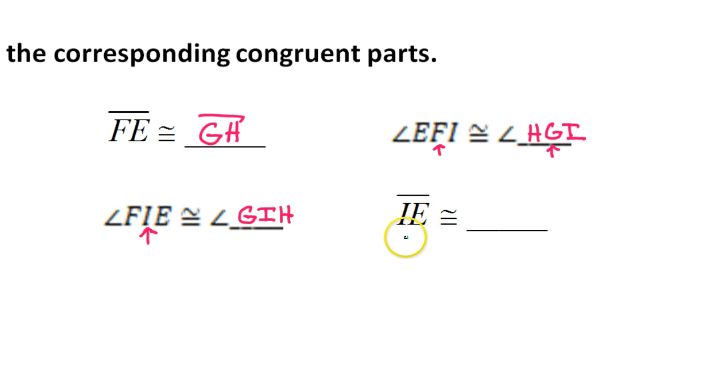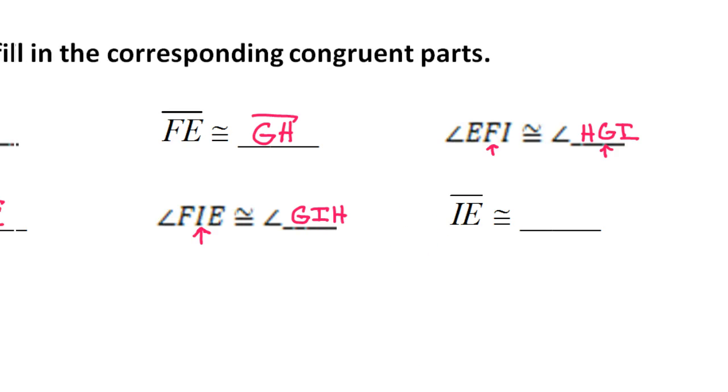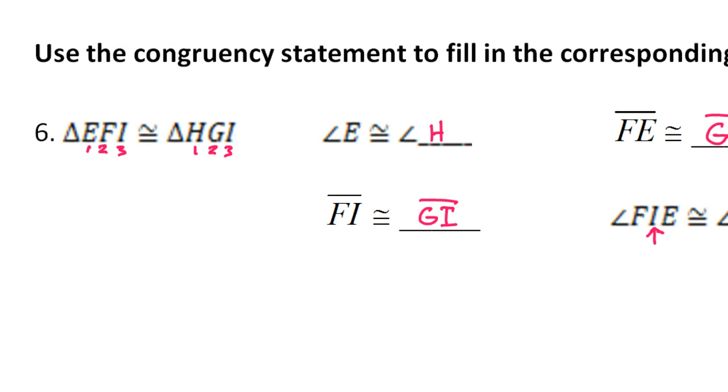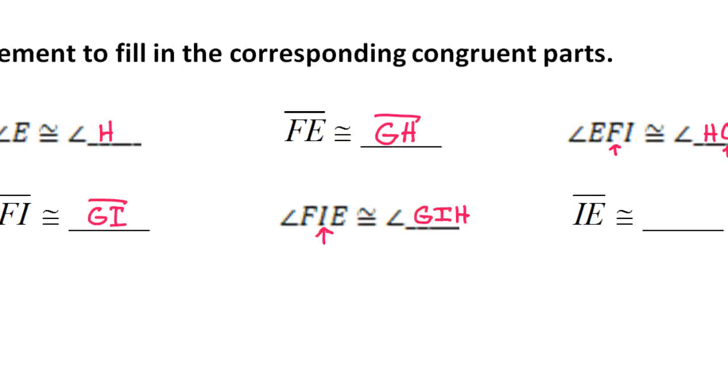Alright, and finally, segment IE. Okay, I and E are the last and first. So that will be congruent to I and H in the other triangle, segment IH.